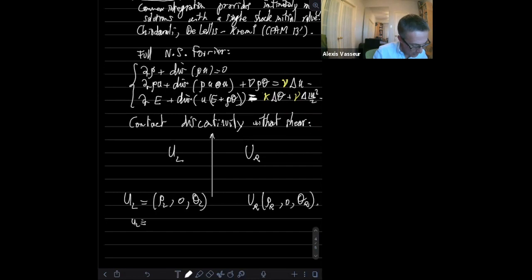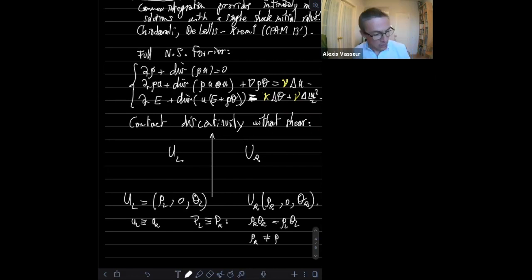And actually this means that the velocities are the same, right? The UL is the same as UR. And also the pressure L is the pressure R, which means that rho R theta R equals rho L theta L, but you may have rho R different from rho L, right? So it's a specific solution.